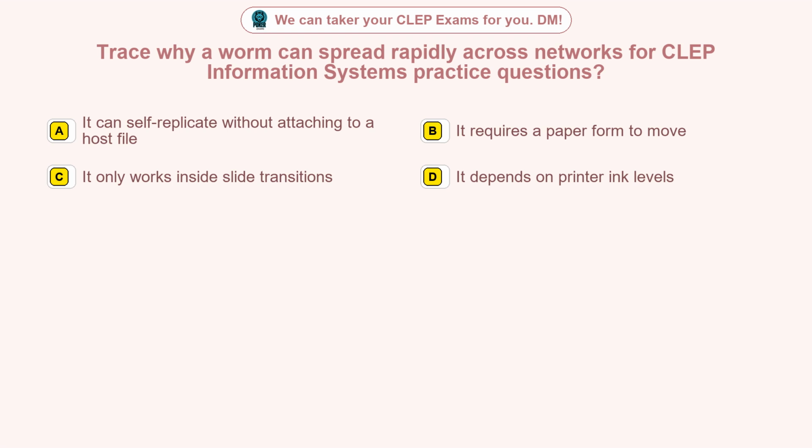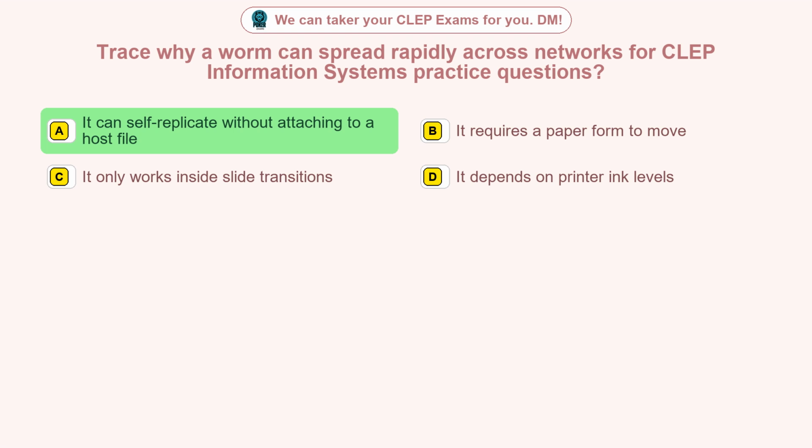Question 40. Trace why a worm can spread rapidly across networks for CLEP Information Systems practice questions. Option A. It can self-replicate without attaching to a host file. Option B. It requires a paper form to move. Option C. It only works inside slide transitions. Option D. It depends on printer ink levels. The correct answer is option A.